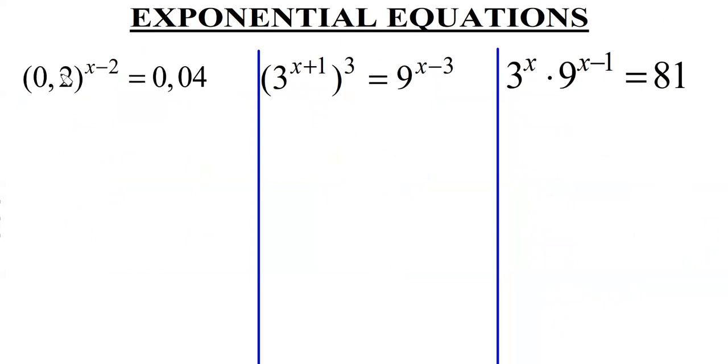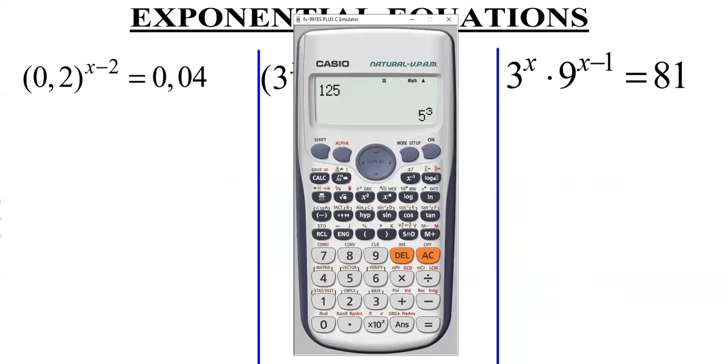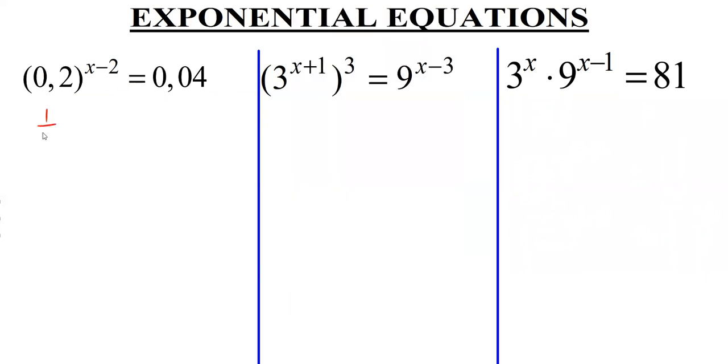Now, we are having a decimal here. 0.2 to the power of x minus 2 is equal to 0.04. Now, how do we do this one? If we check 0.2, you have 1 over 5. So you can simply put it this way, 1 over 5, to the power of x minus 2.